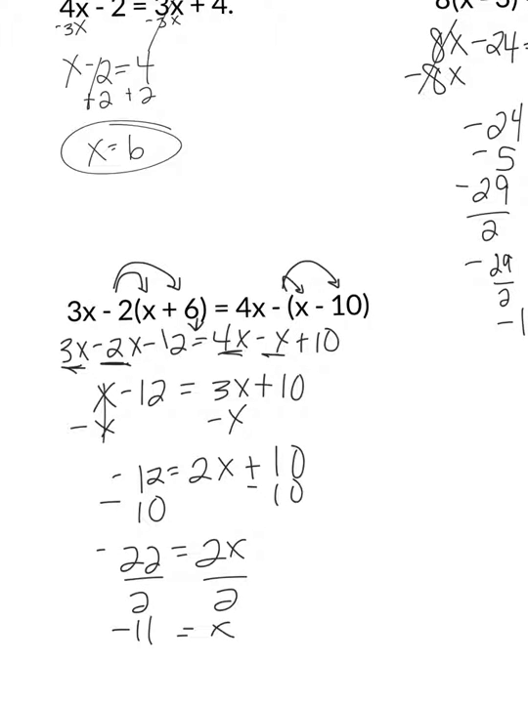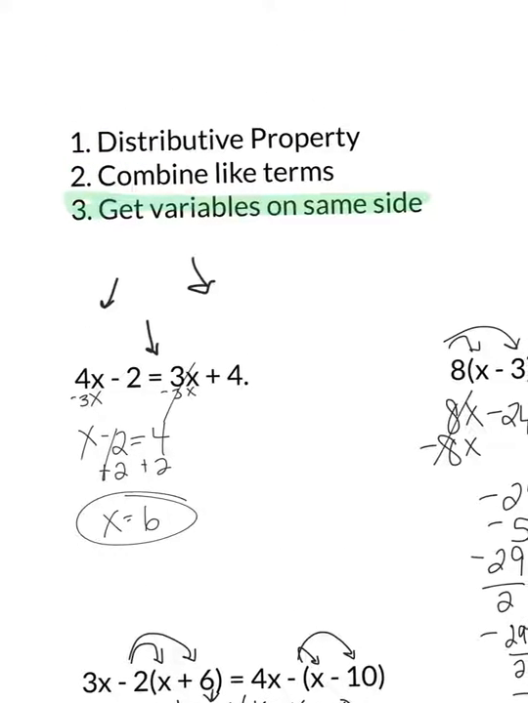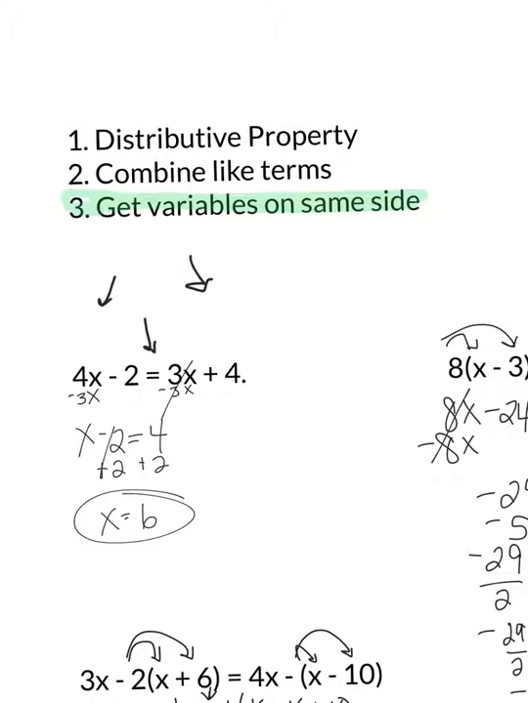Multi-step equations with variables on both sides. Three-step process. Step 1, distributive property. Step 2, combine like terms on the same sides. Step 3, the most important step, is to move your variables first. Work with those variables first. Get them on the same side. That's the most important piece. It gets less confusing when you put your variables on the same side.